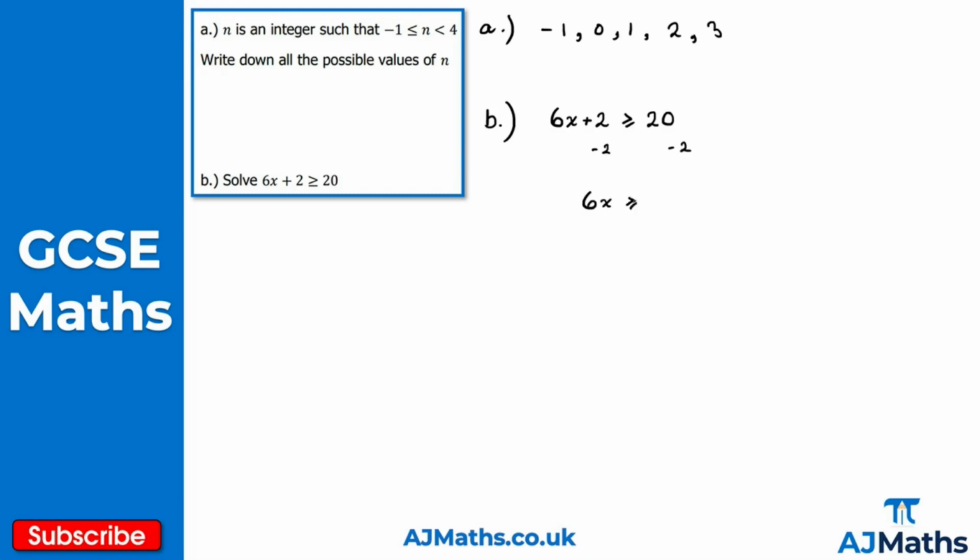And on the right hand side here, this inequality, we do 20 minus 2, giving us 18. And then from here, I'm now going to divide both sides by 6. So therefore, what we're going to get here, x is greater than or equal to 18 divided by 6, which would give us 3 there. Okay? And there we have it. So that's the solution to A. And that's the solution to B. And there we have it. So that's the solution to question 2.